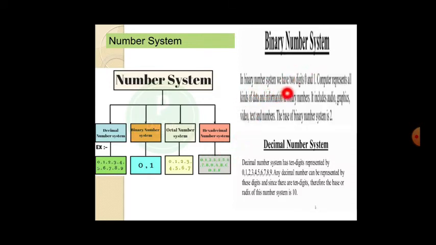So binary number system. In binary number system we have two digits, that is zeros and ones, which is understandable by the computer. Computer represents all kinds of data information in the binary numbers. Yes, that's true. So whatever we give here, it will be converted into zeros and ones. It includes audio, graphics, video, text, numbers. The base of the binary system is 2. Now decimal number system. Decimal number system has 10 digits represented by 0 to 9. So any decimal number can be represented in these digits, and since there are 10 digits, therefore the base or the radix number is 10.